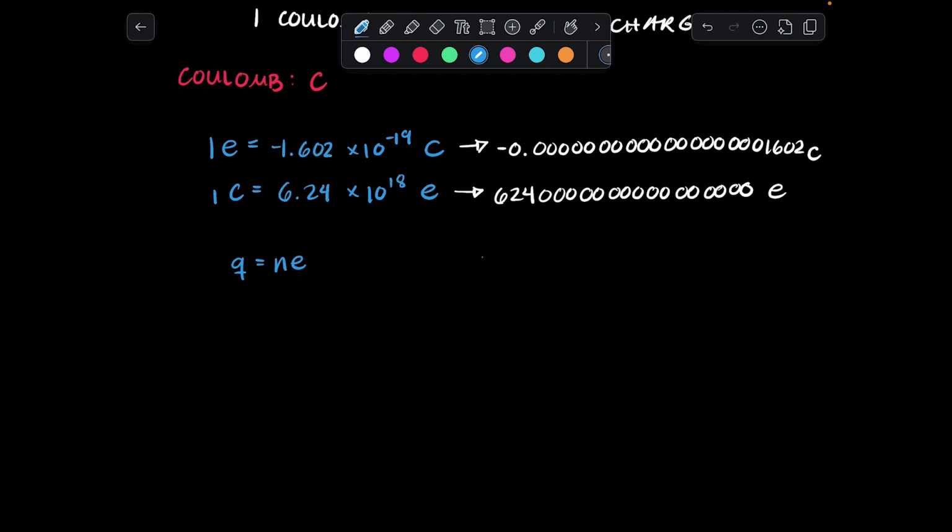The electronic charge contained in a single proton is the same magnitude as that of an electron, but with a positive value. So positive 1.602 times 10 to the power of negative 19 coulombs. And we can find the amount of charge contained in any number of protons using this formula, N times P.